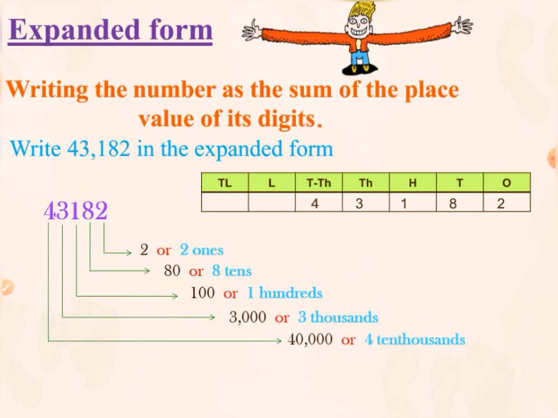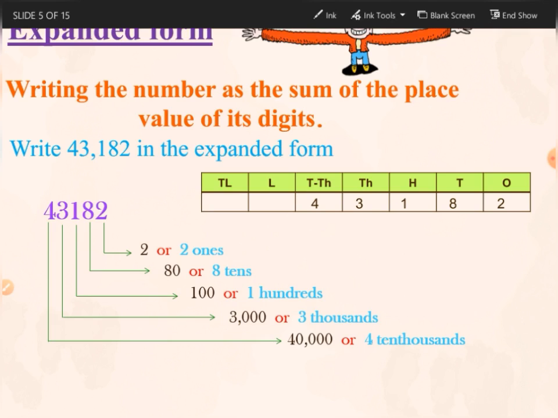And the place value of 4 will be 40,000 or 4 ten-thousands. Now we have found the place value of each digit. Now to write it in expanded form, we have to add all the place values. So here, the first place value which we found is 40,000.